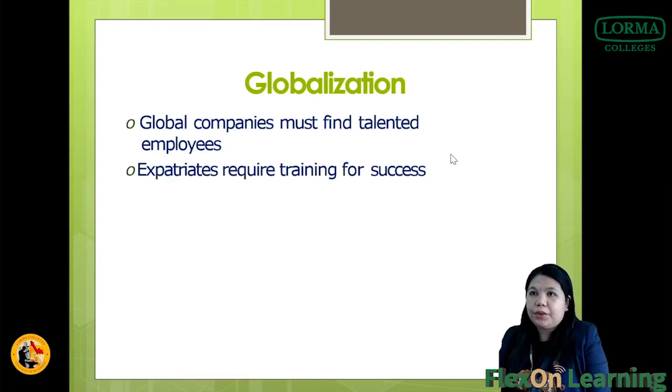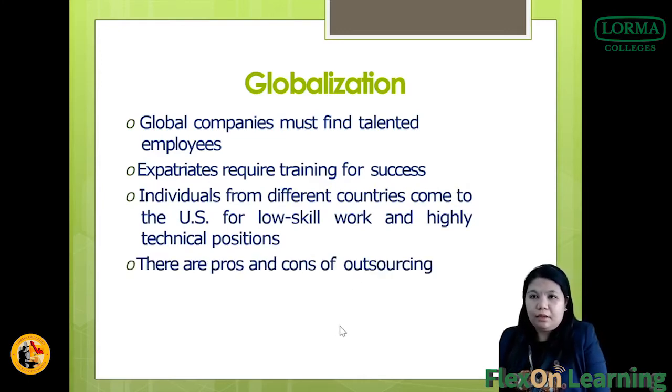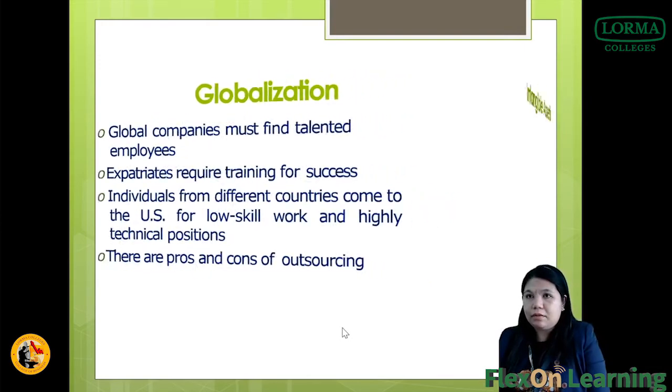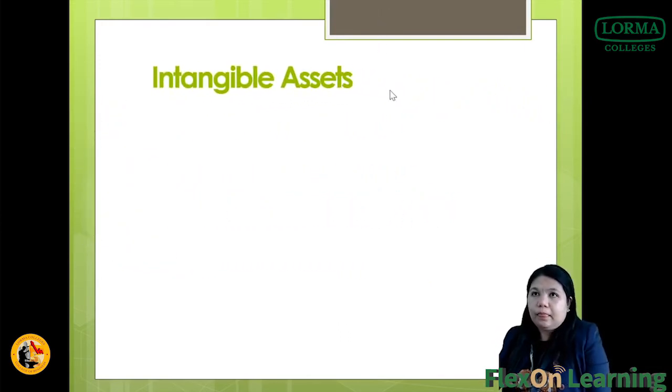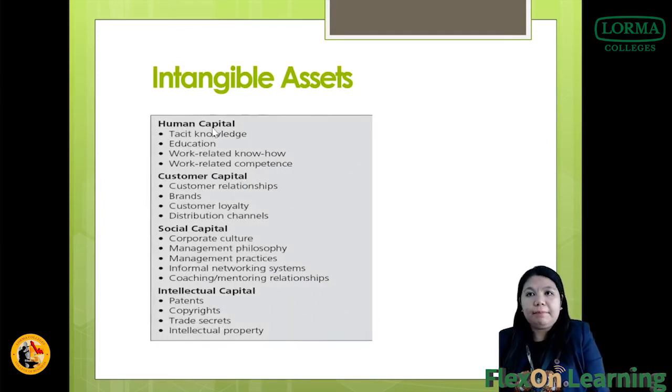Expatriates require training for success. Individuals from different countries come to the US for low-skill work and highly technical positions. And there are pros and cons of outsourcing. Intangible assets. It involves human capital, customer capital, social capital, and the intellectual capital.